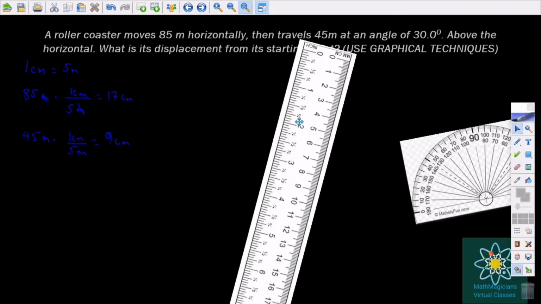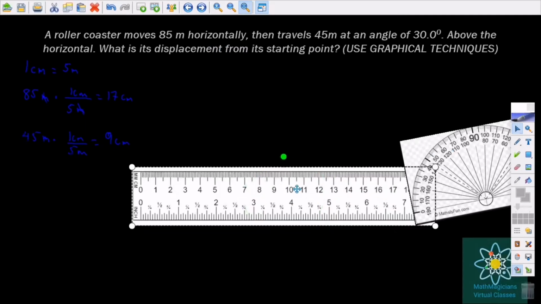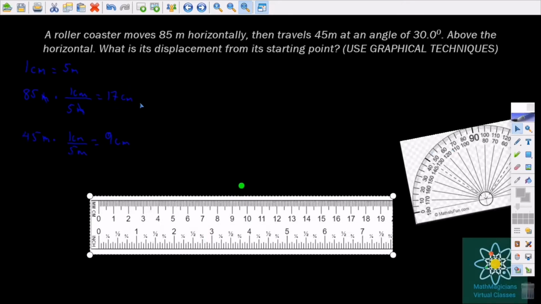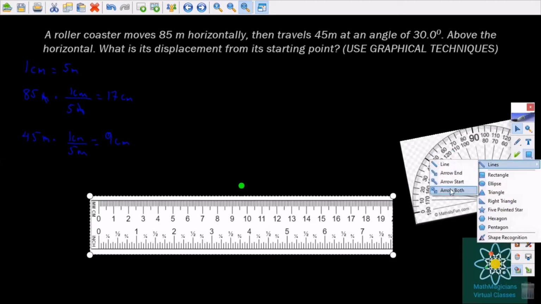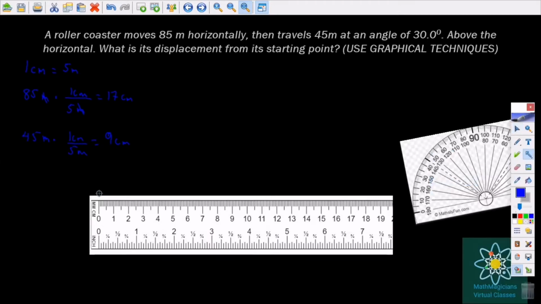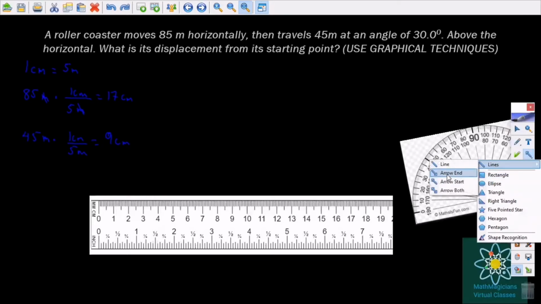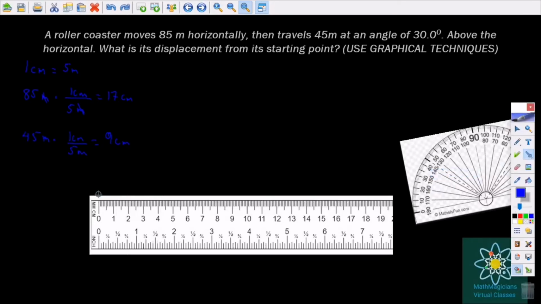Okay, you're supposed to have a ruler for this class and a protractor. He says that the 85 meters is horizontally. Horizontally means that it's from side to side. So we have our horizontal line, and we're going to name 17 centimeters. Let's use the line here. Remember that vectors are represented with a line. Okay, so we start at 0 until we get to 17 in a horizontal movement.